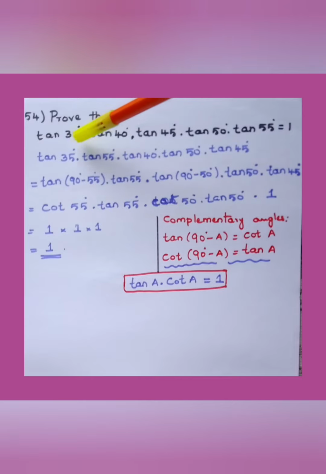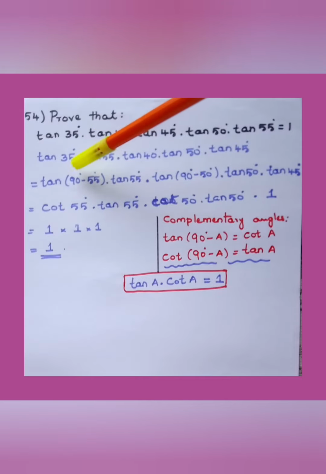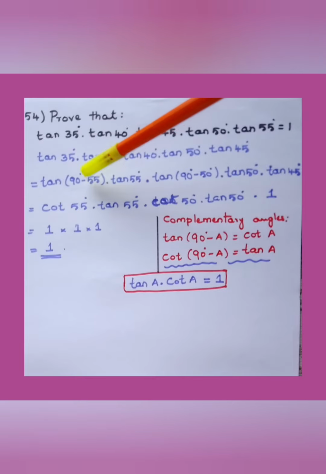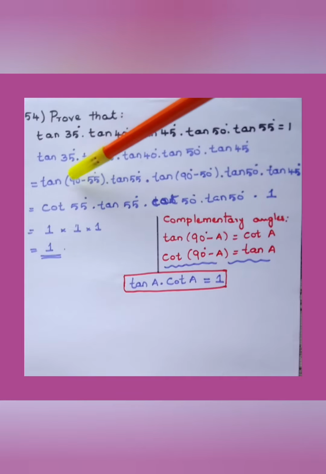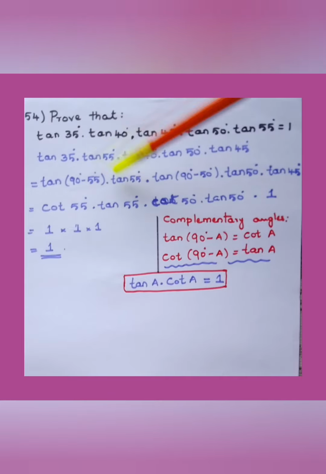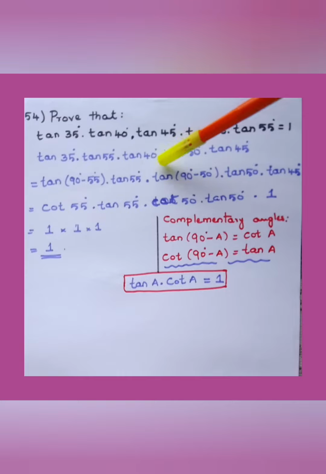Then this tan 35 you can rearrange, or you can write it in the form of tan 90 minus 55. Okay, so tan 90 minus 55 is nothing but tan 35 only. You just write like this. Then this second term write as it is. Write tan 40 in terms of the complementary angle, that is tan 90 minus 50, that is tan 40 only. Next tan 50 write as it is. Then carry this tan 45 as it is.